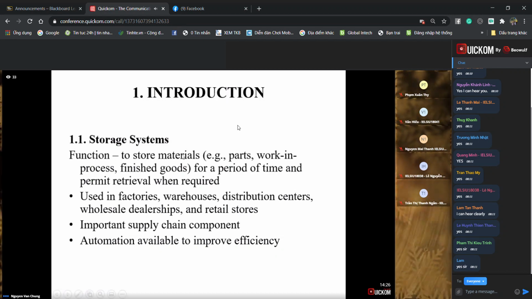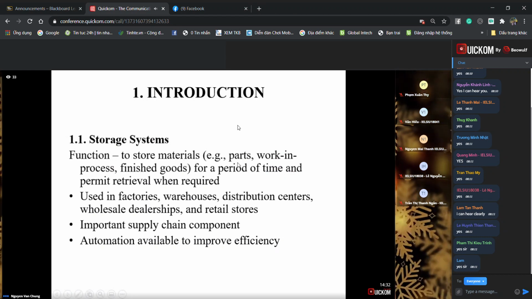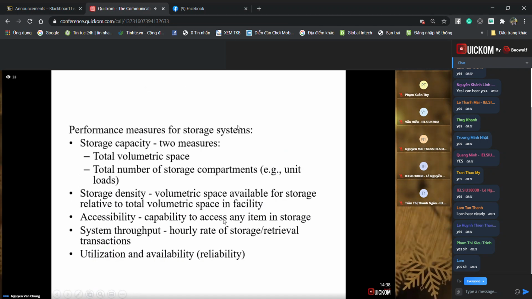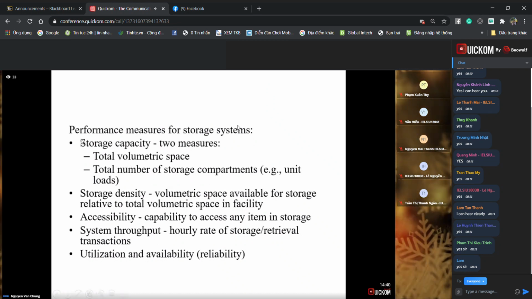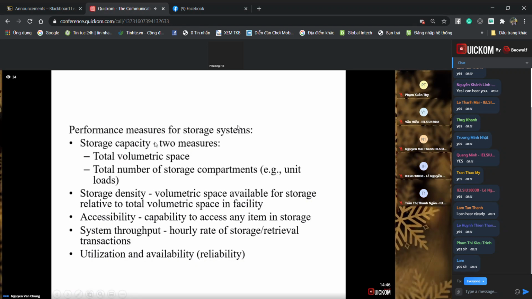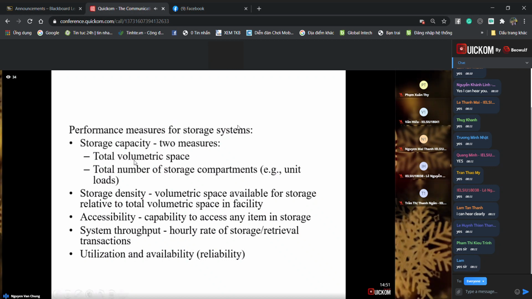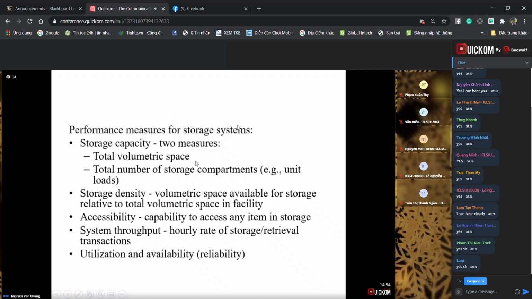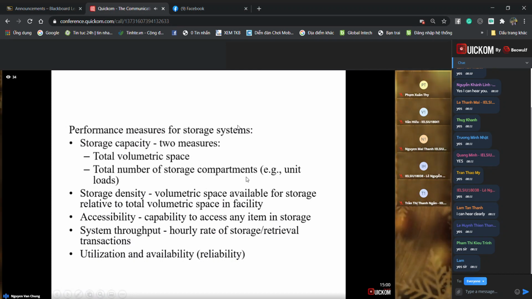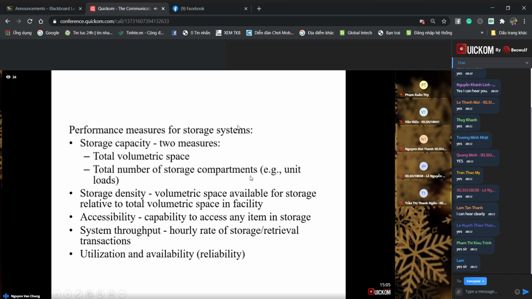So this is the first, the storage system. You know the storage materials, maybe parts of working process, finished goods. Some things like this, and the performance measures. So you see the capacity. You need to measure the total volumetric space and the total number of the storage compartments, like a unit load compartment. This is the first.